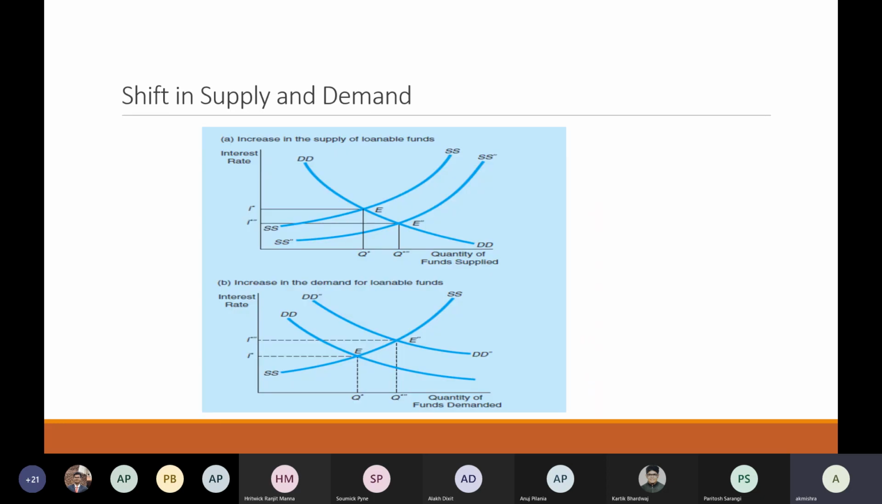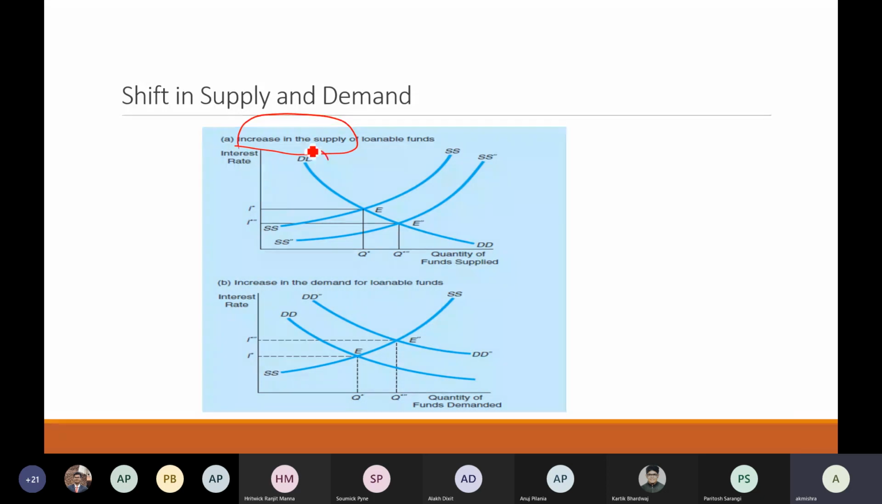Now, why does interest rate change? This theory suggests how interest rate is related to supply and demand, but why does it keep changing? So we will take both sides, the demand side and the supply side of the schedule. So here, scenario one, if we relate, there is an increase in supply.